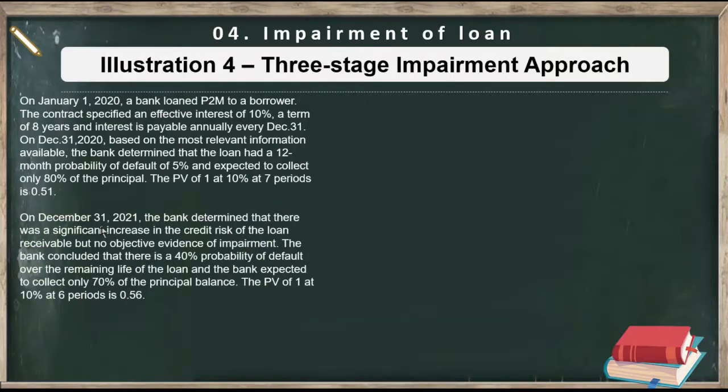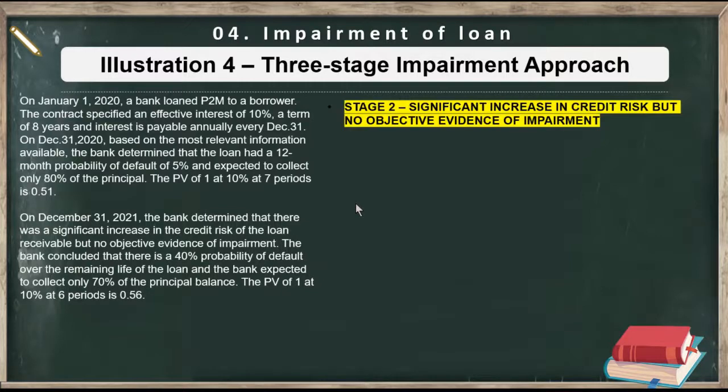Next, on December 31, the bank determined that there was a significant increase in the credit risk of the loan receivable, but no objective evidence of impairment. The bank concluded that there is a 40% probability of default over the remaining life of the loan, and the bank expected to collect only 70% of the principal balance. The present value of 1 at 10% at 6 periods is 0.56.